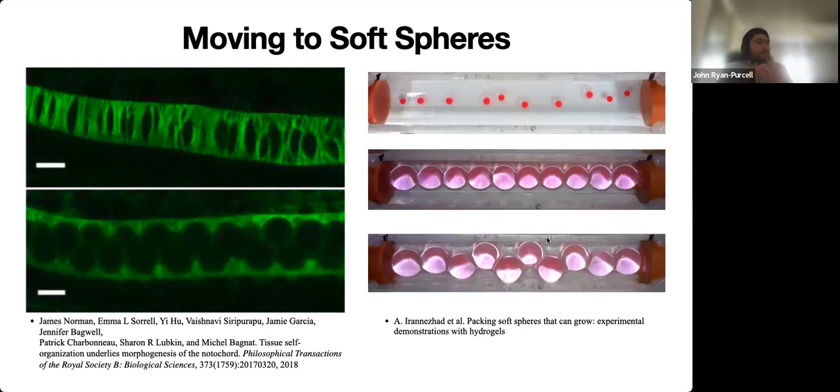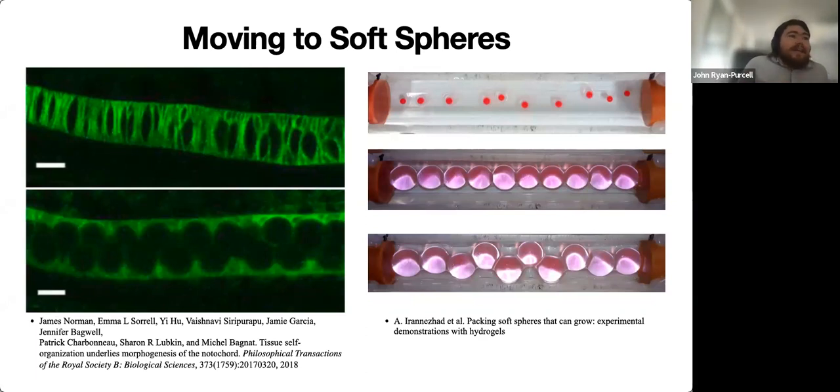Perfect. So moving on to these soft spheres, where now these particles are no longer hard and undeformable, but rather as you apply force, these particles change shape. These appear in biological systems. On the left-hand side, we have the development of the notochord, which is kind of like the developing spine in embryos of a zebrafish. In the top picture, you see these vacuolated cells.